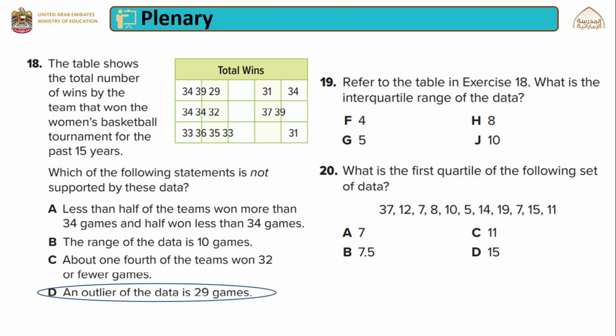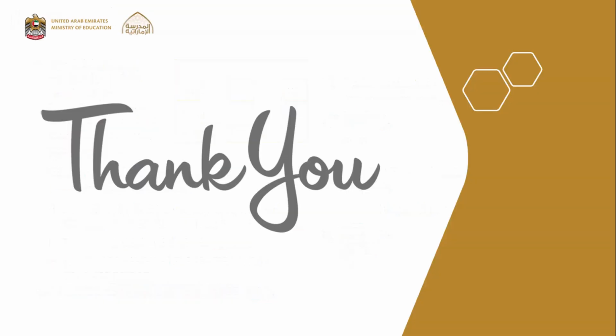19. Refer to the table in exercise 18. What is the interquartile range of the data? The interquartile range is the difference between the third quartile and the first quartile, and we can find it easily. It's 4. Number 20. What is the first quartile of the following set of data? The first quartile can be determined by ordering the data from least to greatest and by highlighting the median and then finding the median of the lower half. That's 7. Thank you very much for your attention and see you later.